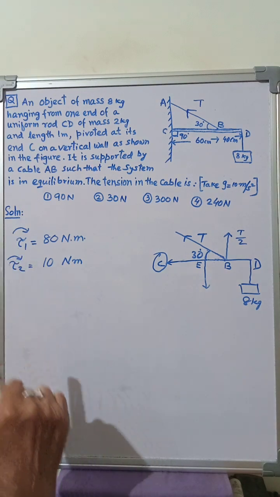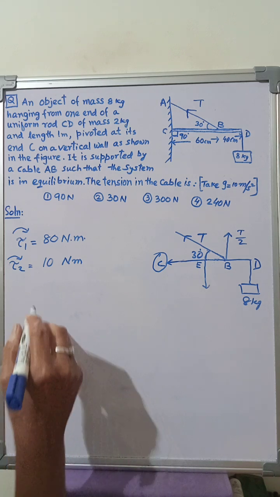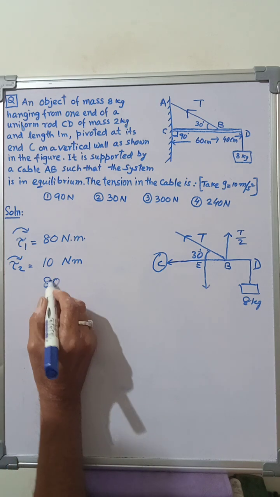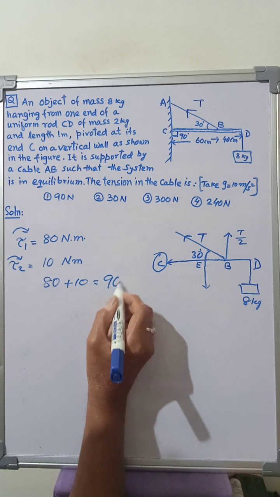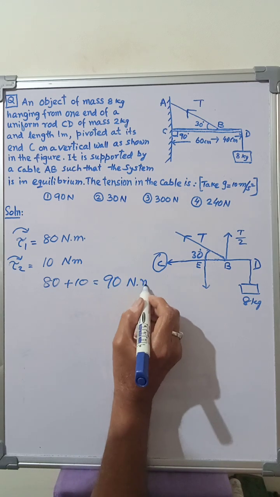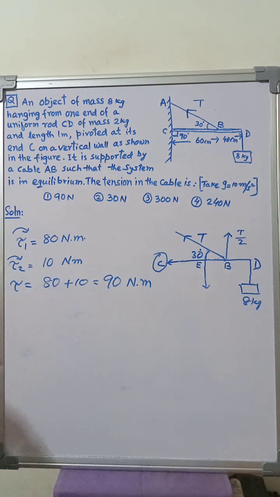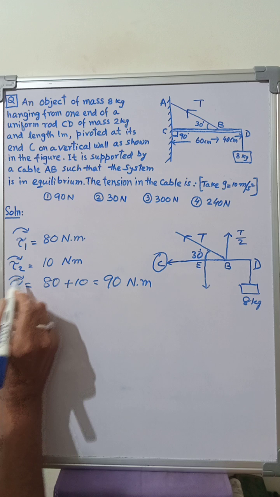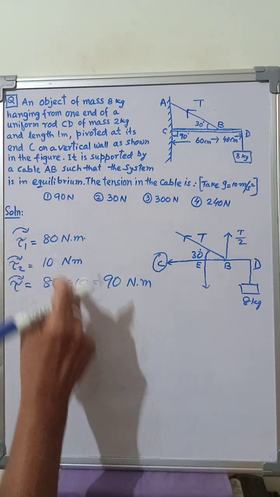Therefore, adding these two, we get the total clockwise torque equal to 80 plus 10 is equal to 90 newton meters. So this is the tau, the total clockwise torque. Now let us remove everything and put it there.